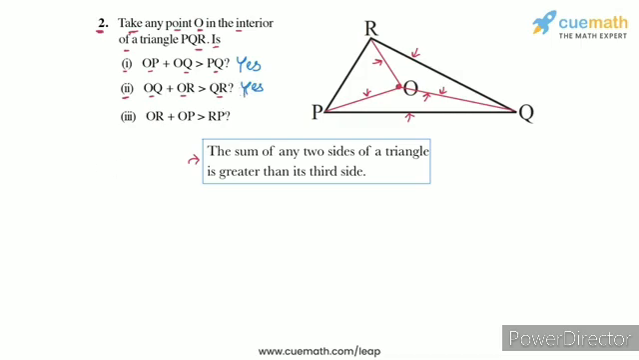And finally, in part 3, we have to do a similar check. We have to see if OR plus OP is greater than RP. So OR is this segment and OP is this segment here, and we have to check if the sum of these two segments is greater than RP. And once again, we can make use of this property. In the triangle ORP, the sum of the two sides OR and OP will be greater than RP. So the answer is yes to part 3 as well. So the answer is yes for all the 3 parts, and that completes question number 2.